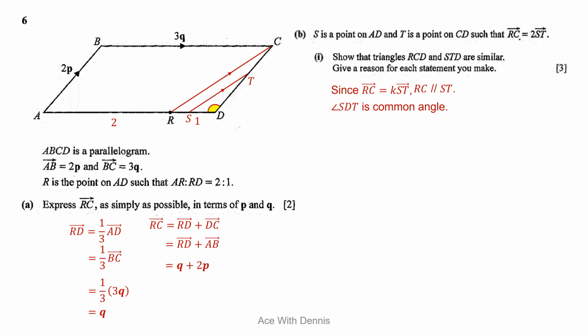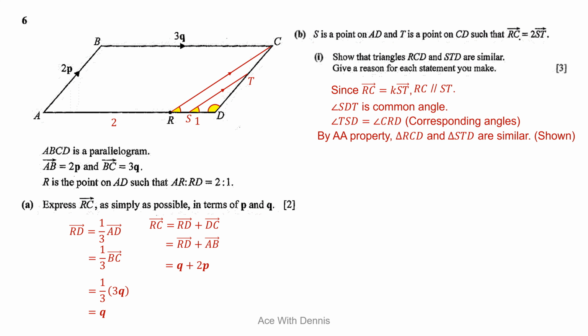So we can say that angle SDT is a common angle, and angle TSD equals angle CRD because they are corresponding angles. Then by the AA property, triangles RCD and STD are similar, hence shown.